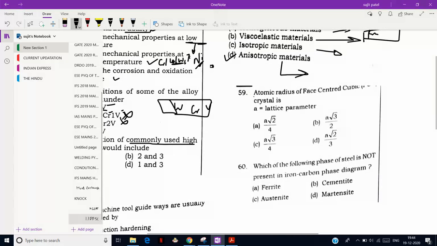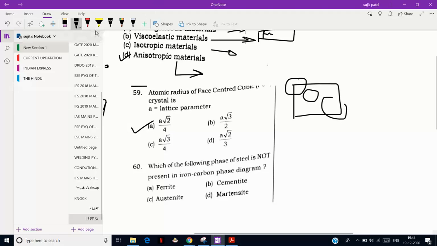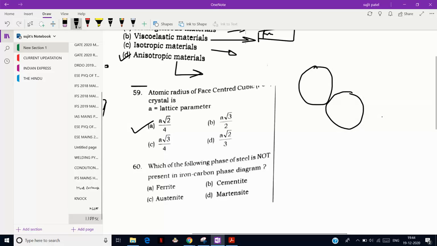Now, the atomic radius of the face centered cubic crystal is a root 2 by 4. Very easy. How? Because if you take a side face, then there is one atom, a second atom, and a third atom like this. Sorry, again I'm drawing it like this.